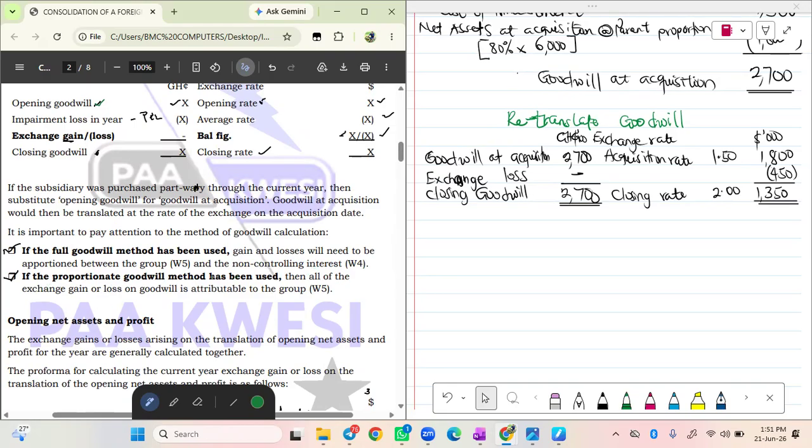And if the proportionate goodwill method has been used, then all of the exchange gain and loss is attributable to what? The group. So because we are using the proportionate method to calculate goodwill and to value our NCI, therefore all the exchange loss as a result of this goodwill retranslation is borne by what? The parent. Borne by the group. Okay, borne by the group.